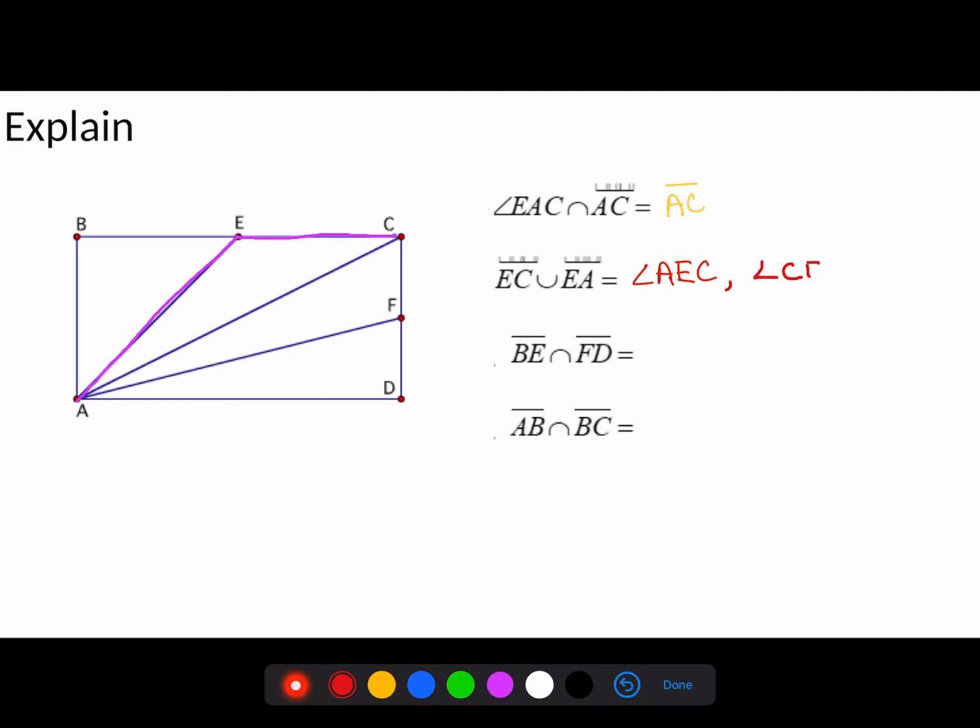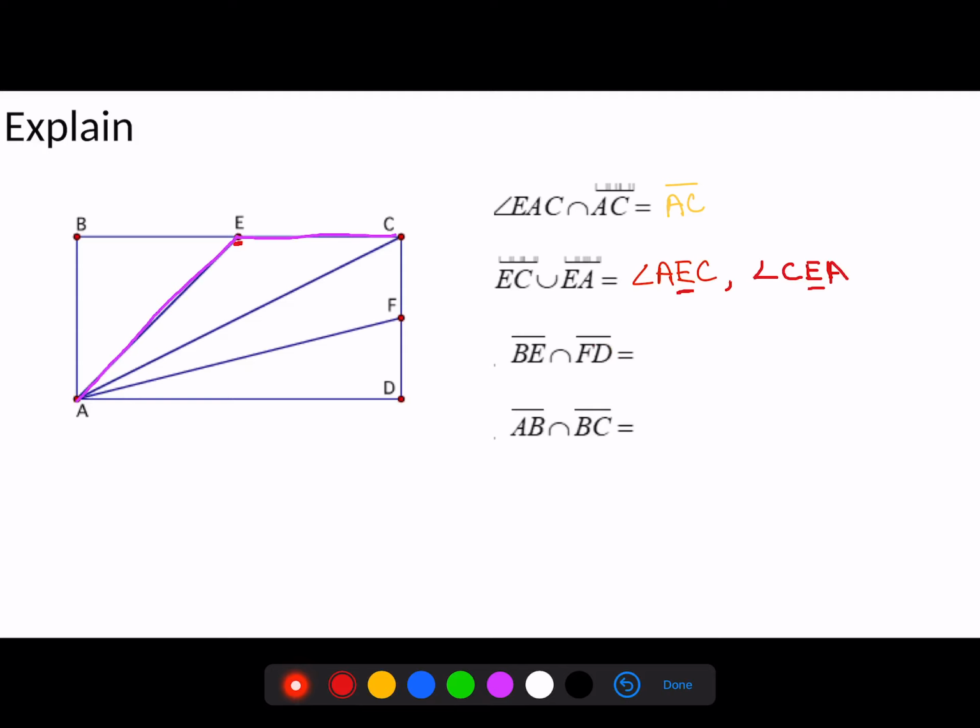They create angle AEC. So AEC is this angle right here. Or I can also name this angle CEA. The main thing is that our endpoint of both of those is in the center here. It's in the center letter. All right, next up, an intersection.